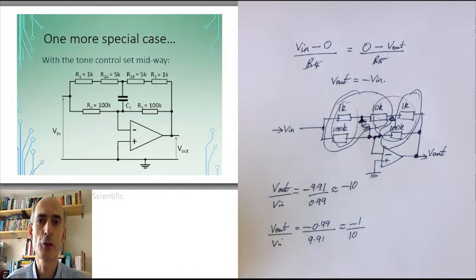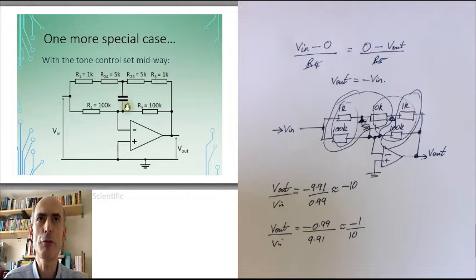There's one more special case to consider, and that's this one with the tone control set midway. Now, if you consider the voltage on both sides of the capacitor, on this side of the capacitor, the voltage is going to be halfway between Vin and Vout, because this resistor is equal to this resistor. On the other side of the capacitor, the voltage is also going to be halfway between Vin and Vout, because you've got 6k on this side and 6k on this side.